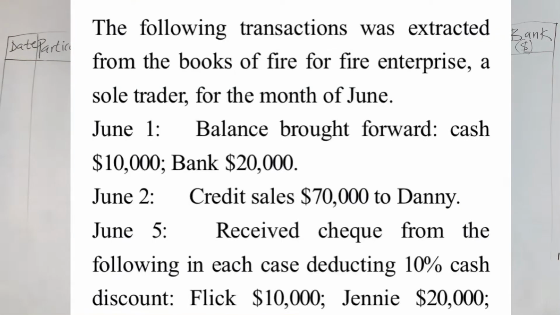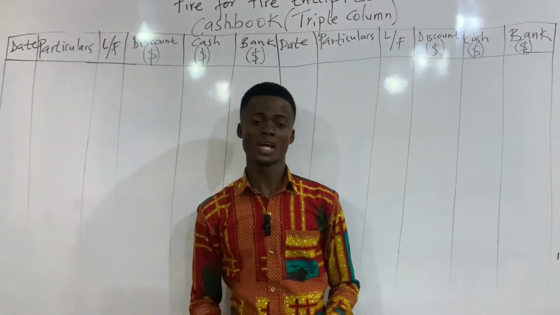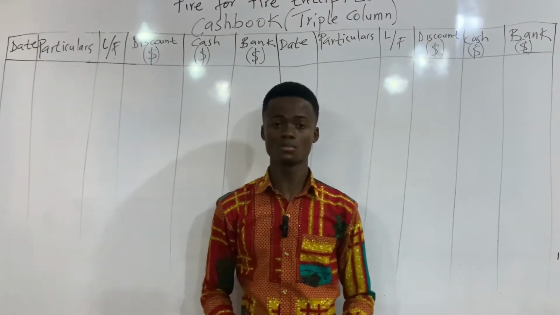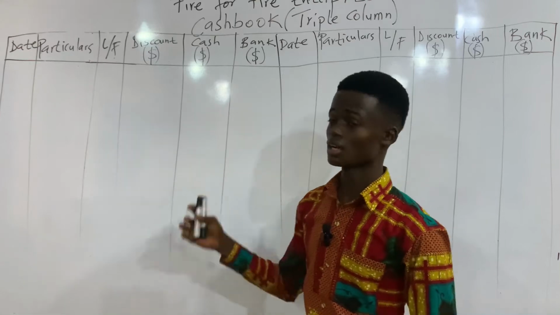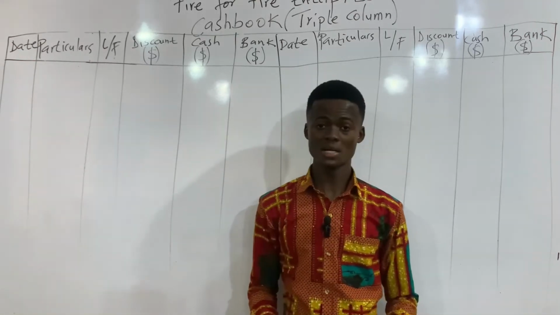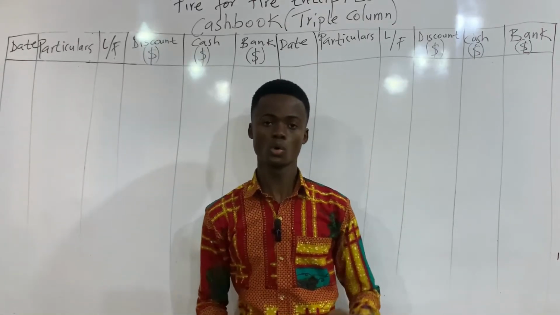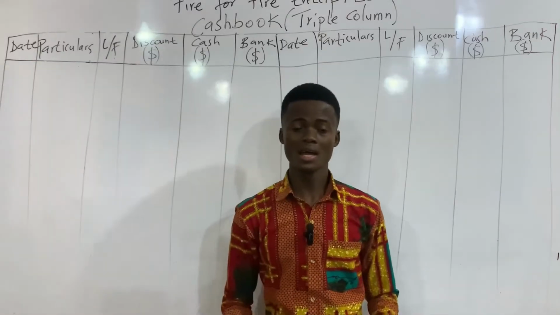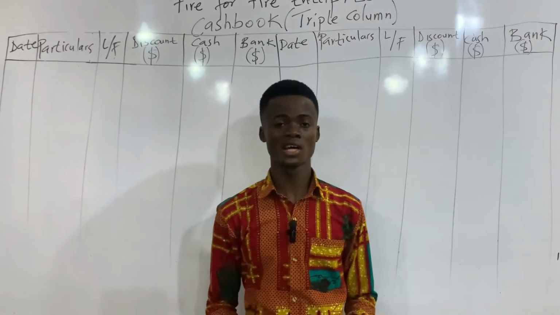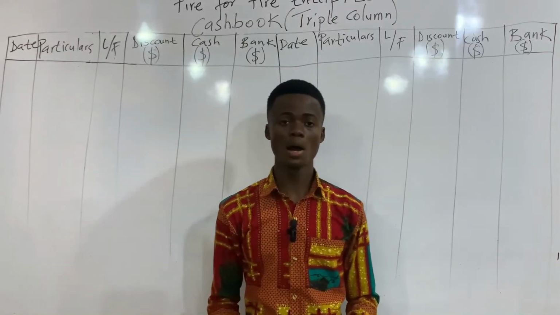The first transaction says that on June 1st, balance brought forward cash $10,000 and bank $20,000. We all know that cash and bank are all assets, and all assets have debit balance. So it means we will look at the debit side of the cash book and record these transactions on the debit side. But there can be a situation where the balance BD of the bank column of the cash book will be on the credit side. Whenever the balance BD of the bank column of the cash book is on the credit side, then it means there is a bank overdraft.